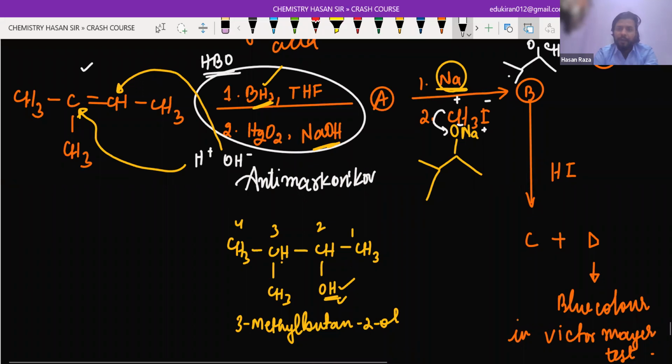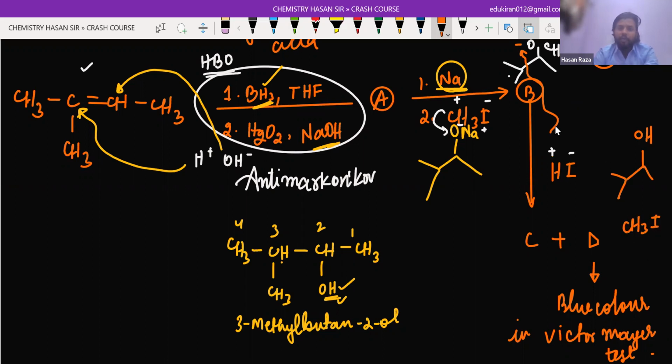And now you are going to react this with hydrogen iodide, plus and minus. And then you can see here, it will be minus and there will be plus. So this plus will be going directly to this. So you will be getting again an alcohol, that is OH, and then you will be getting CH3I. So always remember that this blue color solution in the Victor Meyer test is given by 2 degree alcohol. So this is your D and this is your C and this is your B, and this is plus. Okay.